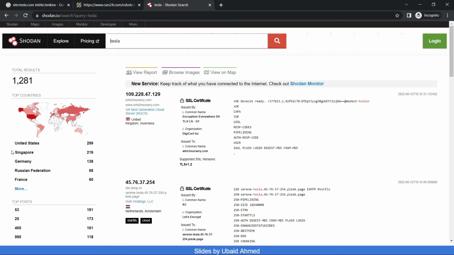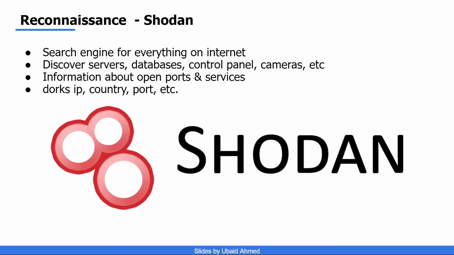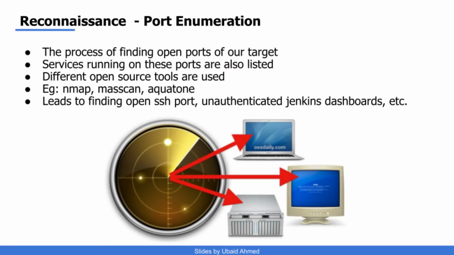Now, the next activity that we must perform is to find the open ports of a target application. This activity is known as port enumeration, port scanning, and there are multiple names for it. In this activity we find the open ports and the services running on those open ports.